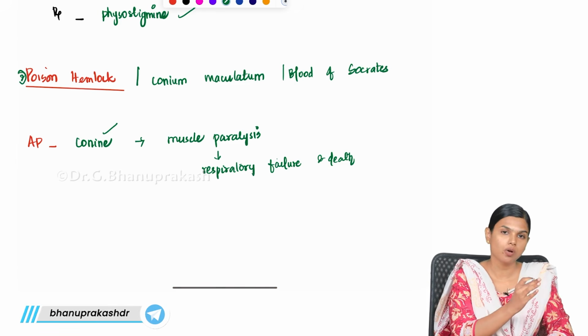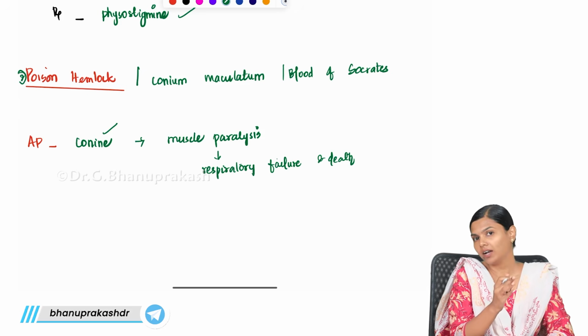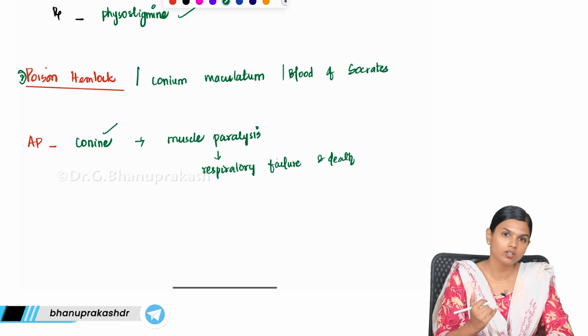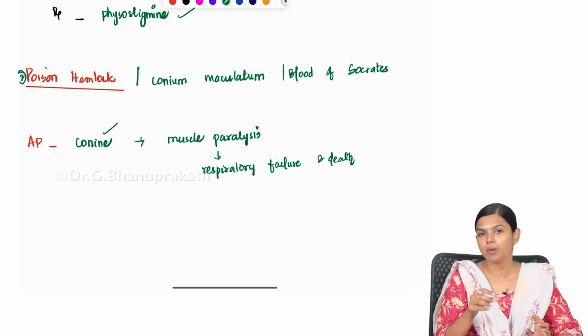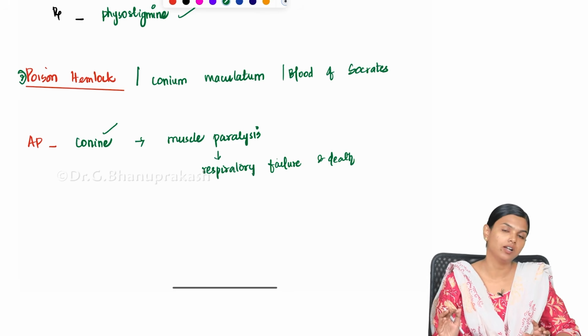And nux vomica or strychnine acts in the spinal cord, on the anterior horn cells, and it will cause death. So, this is the important thing that we have to know in these poisons: which is centrally acting, which is peripherally acting, and how it is causing death.